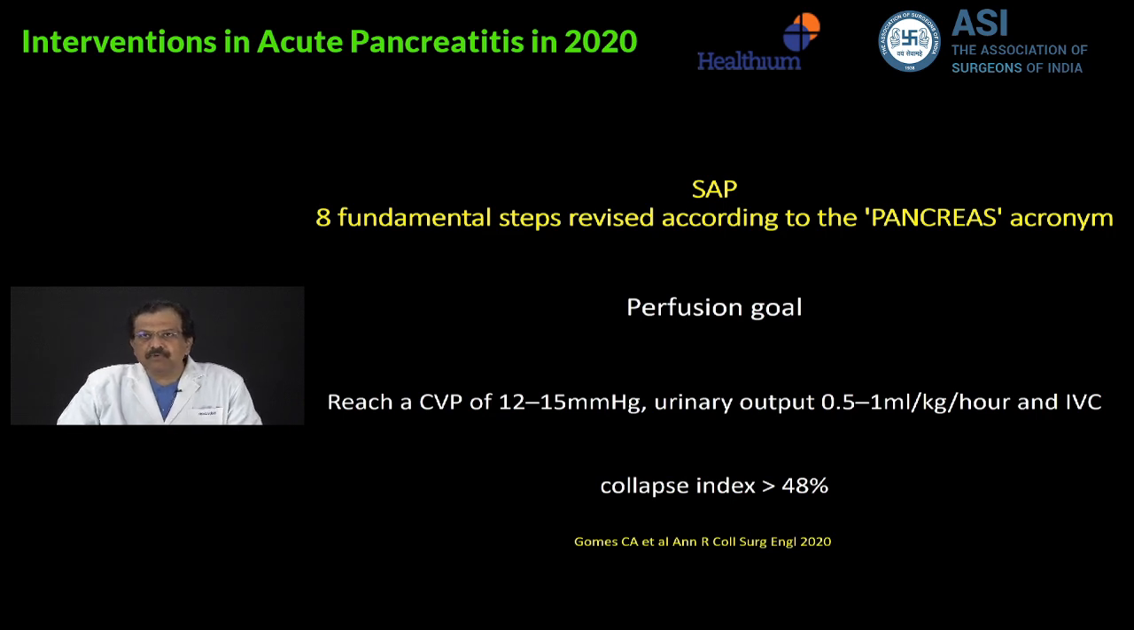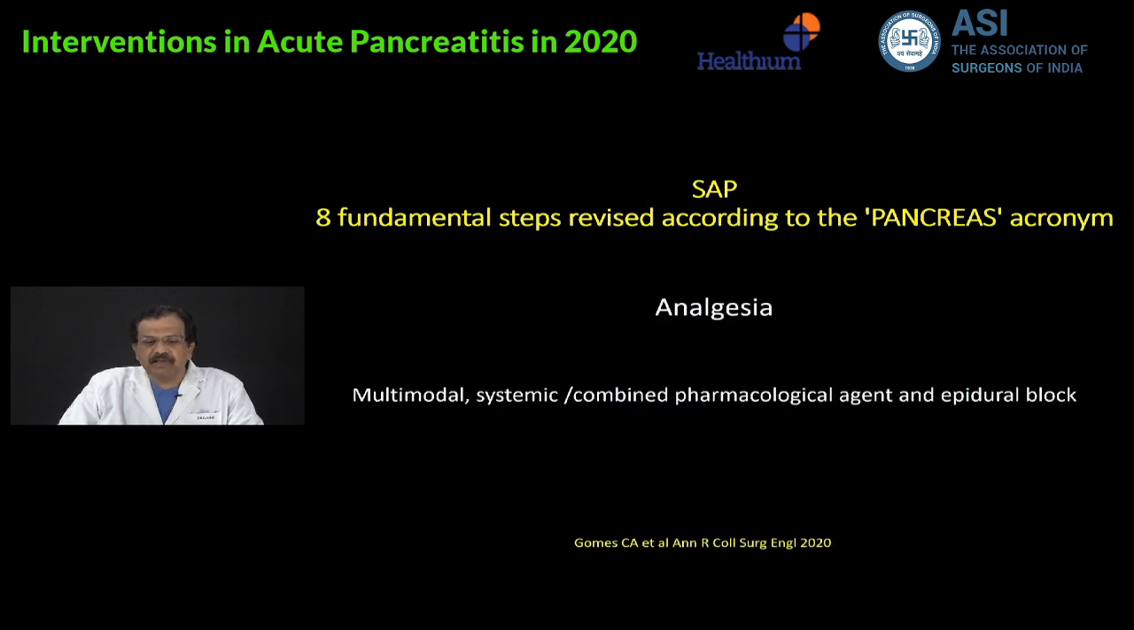Now let us go through some of the fundamental steps of the management of acute pancreatitis. The perfusion goal: we should be able to reach a CVP of 12 to 15 millimeters of mercury, a urinary output of 0.5 to 1 ml per kg per hour, and an IVC collapse index of greater than 48%. This is the perfusion goal we should be able to achieve.